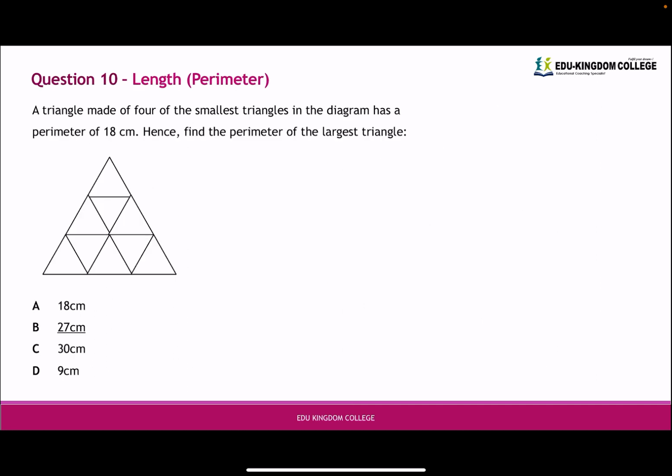Now, last couple of questions. So there's a triangle made of 4 smaller triangles, so that would look like this, and has a perimeter of 18. So it's got 1, 2, 3, 4, 5, 6 sides showing. So one side we know is 3 centimeters. Okay, 6 sides equals 18.